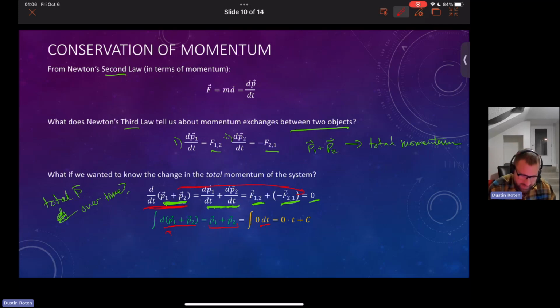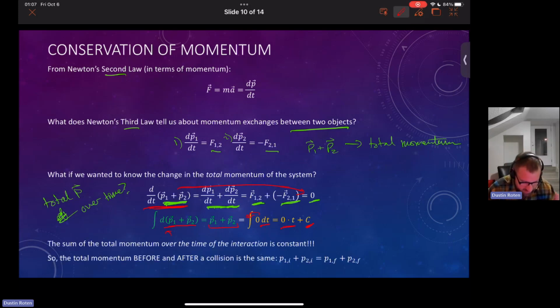Okay, well, if we integrate 0, well, that 0 is a constant. We integrate 0, still get 0, because we can pull the constant out front, but whatever comes out of the integral, it's still going to be multiplied by 0. But because it's an indefinite integral, we get this nice plus c. So let's think about what this means. So this means actually the sum of the total momentum over the time of the interaction is constant.